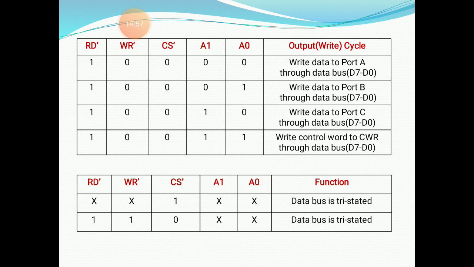From the last table, if CS bar equals 1, irrespective of other signals, the bus is tri-stated, meaning the IC is not selected. If CS bar equals 0, and both read and write bar signals are active high, and both address lines are XX, don't care, the chip is enabled but no read or write operation is performed, and the data bus is tri-stated.